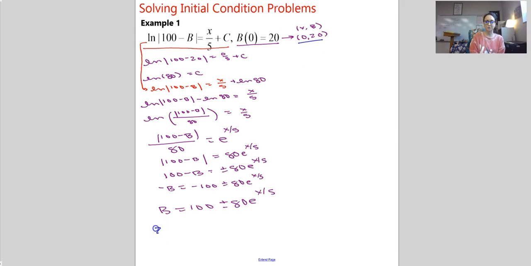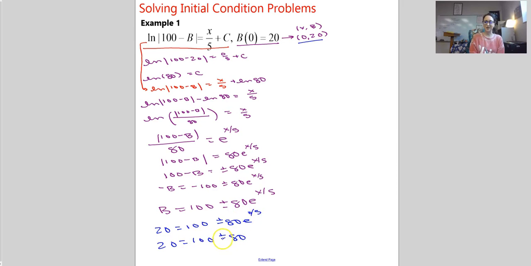So let's do that. We've got 20 equals 100 plus or minus 80e to the 0 over 5, right? Now what we're going to do is pick the sign, the positive or the negative, that gives us a true statement. So let's clean up the right side a bit. So e to the 0 over 5 is e to the 0. Anything to the 0 is what? Is 1. So 80 times 1 is 80. So we've got 100 plus or minus 80.